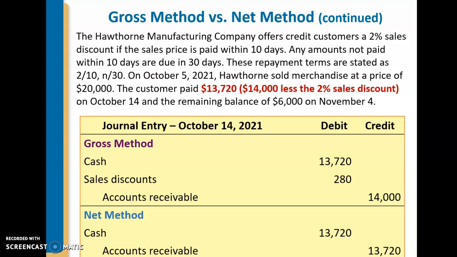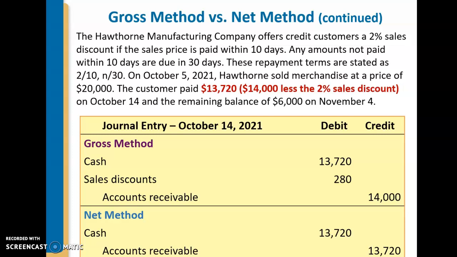In this example, Hawthorne made two payments to us. They made, in essence, a $14,000 payment within the discount period, and the remaining $6,000 payment was made after the discount period expired. So they did not get a discount on that last payment. So how do we take those payments and account for them under the gross and net method?